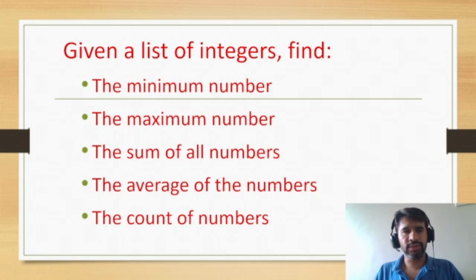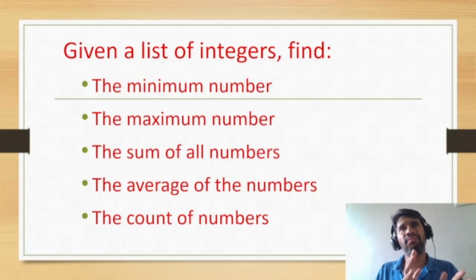So this is the next question. So what the question says is we are given a list of integers. We have to find the minimum number, maximum number, sum of all the numbers, average of the numbers, count of the numbers, all those operations.